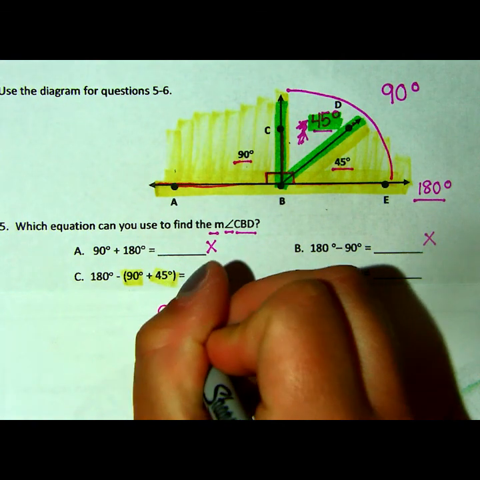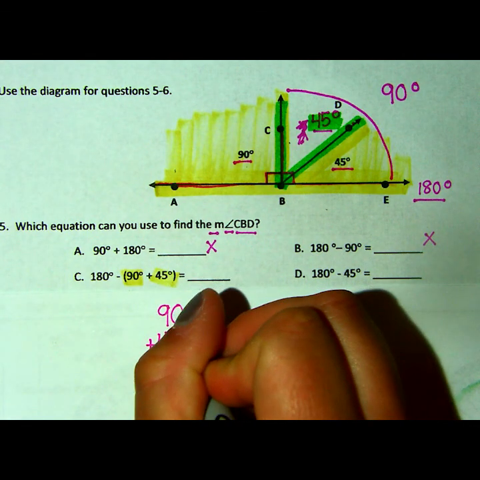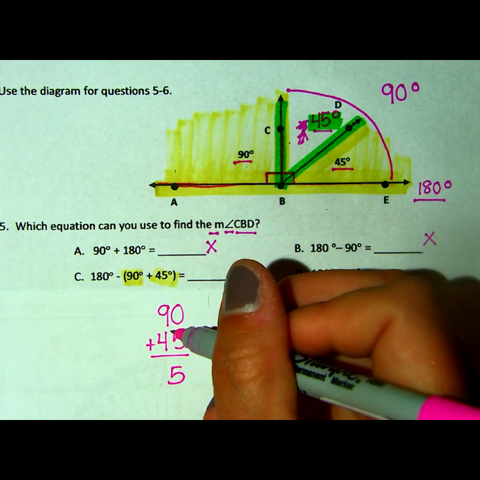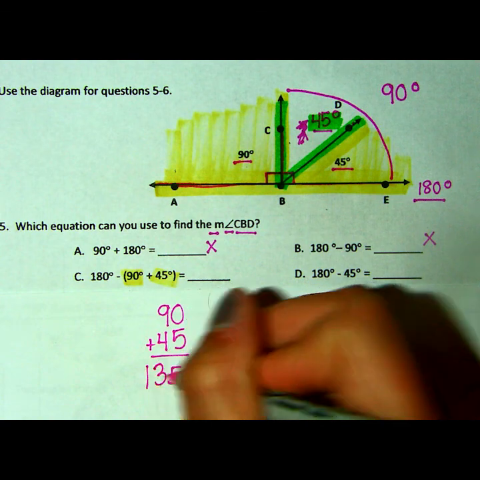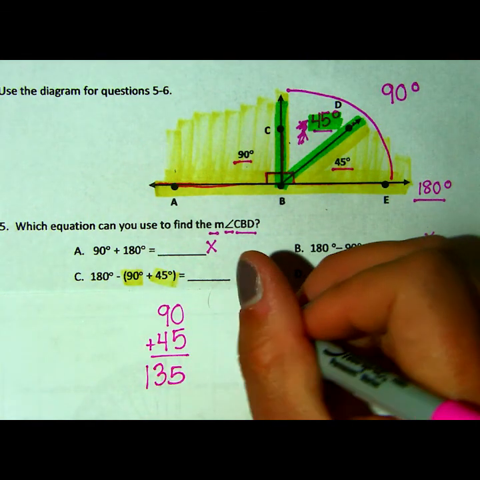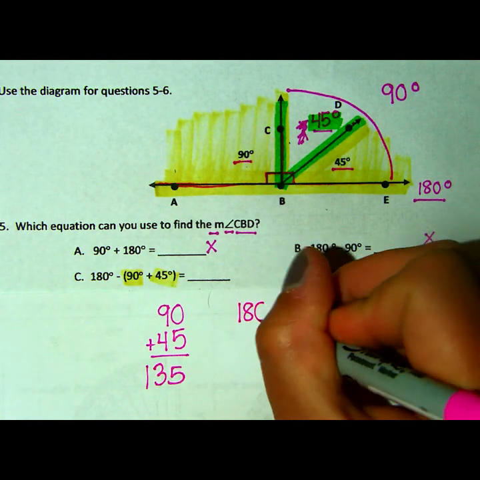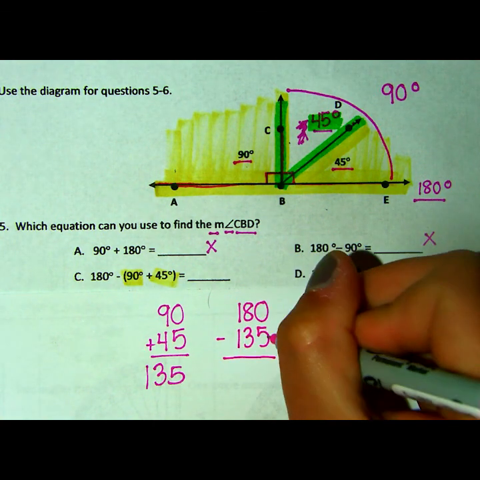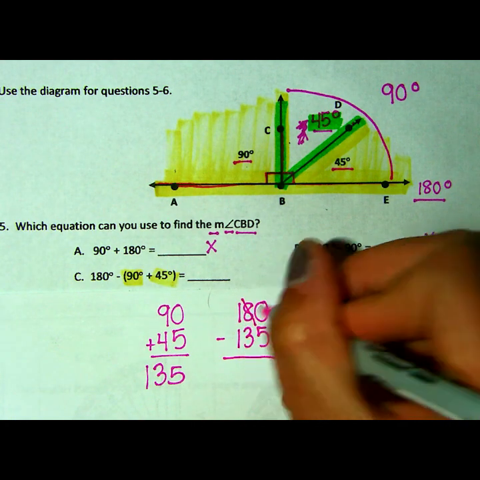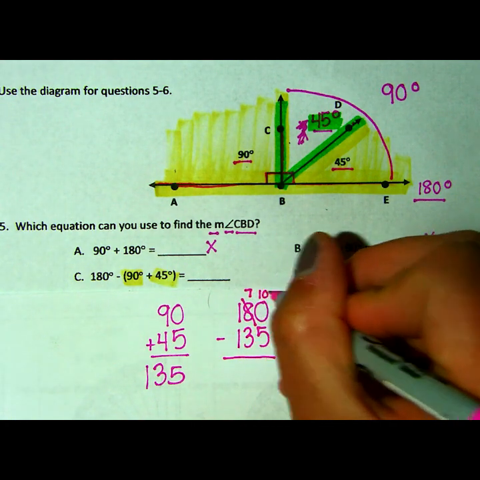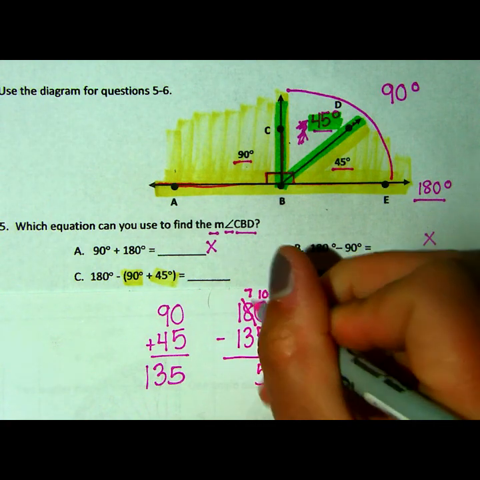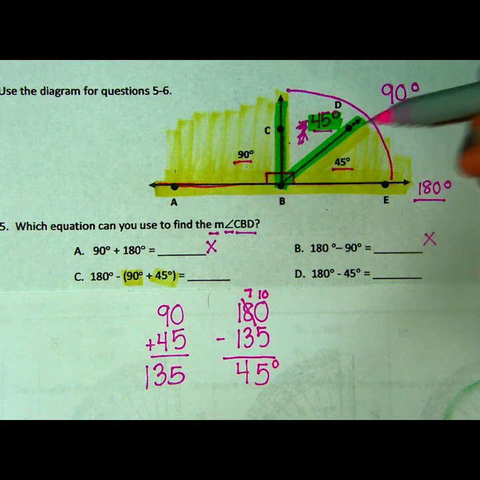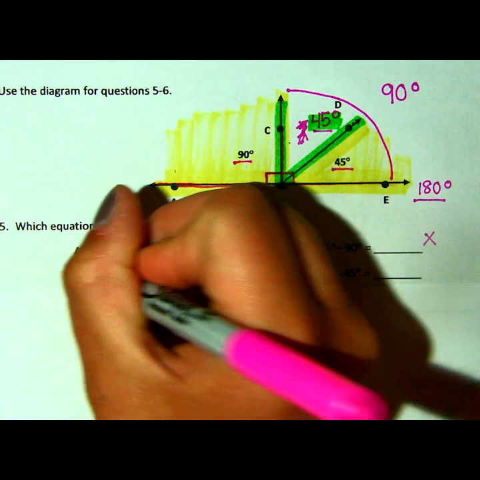90 plus 45, 9, 10, 11, 12, 13. That's 135. And now let's take our 180 and subtract 135. I can't take 5 away from 0, so I'm going to have to borrow. This now becomes a 7, and this is now 10. 10 minus 5 is 5, and 7 minus 3 is 4. 45 degrees. That's the angle measure that we got. So C is the correct answer.